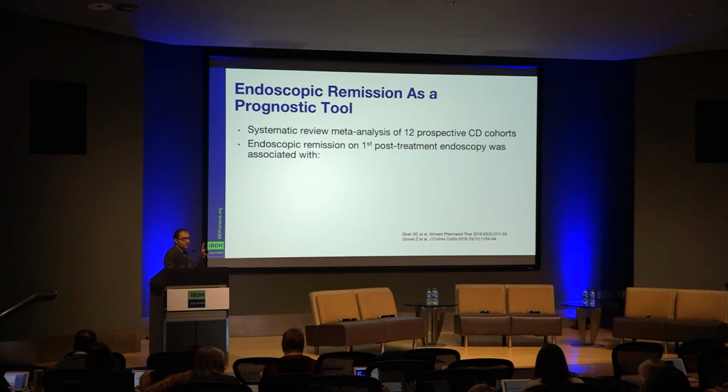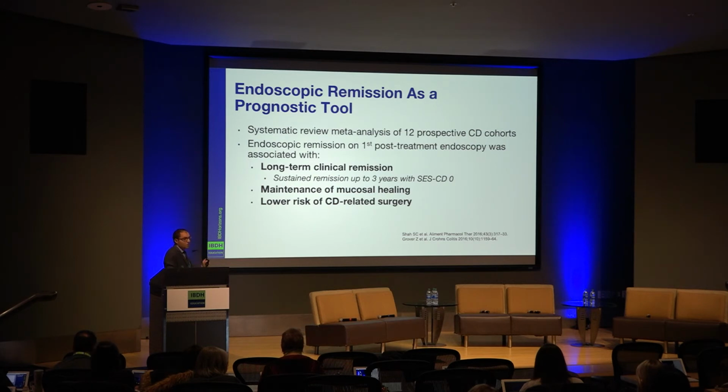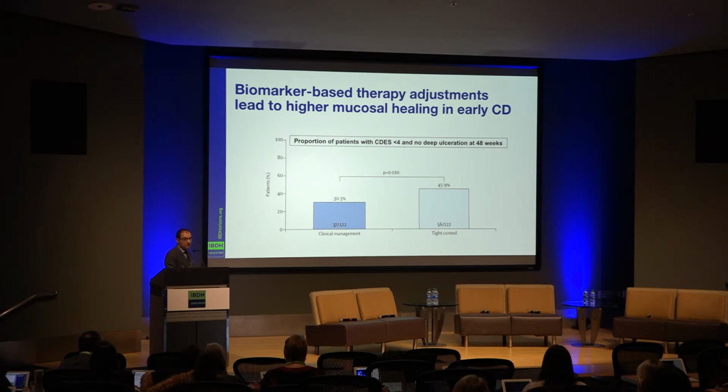In this meta-analysis, when you look at endoscopic remission after the first colonoscopy after you start treatment, you can clearly see that if you go into mucosal healing, you have long-term remission likelihood, and you have a good chance of maintaining mucosal healing later, and a lower risk of surgery. And so how can you predict better healing? The study showed us that if you actually follow beyond symptoms, calprotectin, serum inflammatory markers, you have a much higher chance of having your patient heal their ulcers. So we can predict how patients go into mucosal healing, and we can predict for patients who go into mucosal healing that they will have a better course of disease.